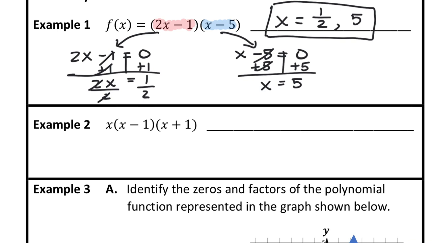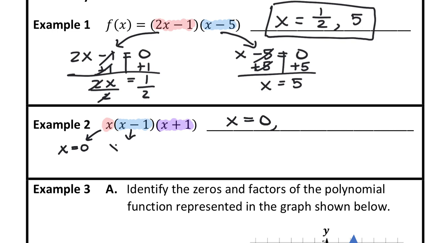All right, so here we have three things to solve. We have x, we have x minus 1, and we have x plus 1. So this one has three parts. First part, easy, x equals 0. That's one answer.